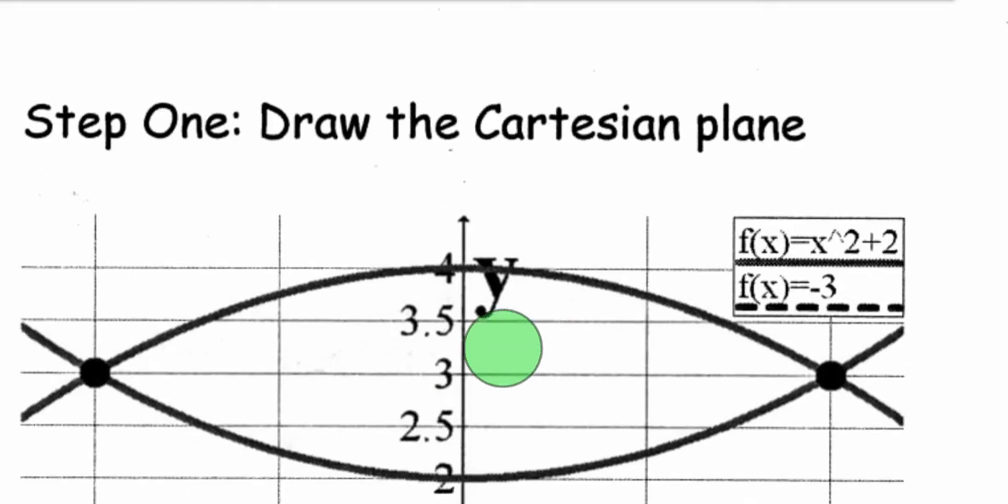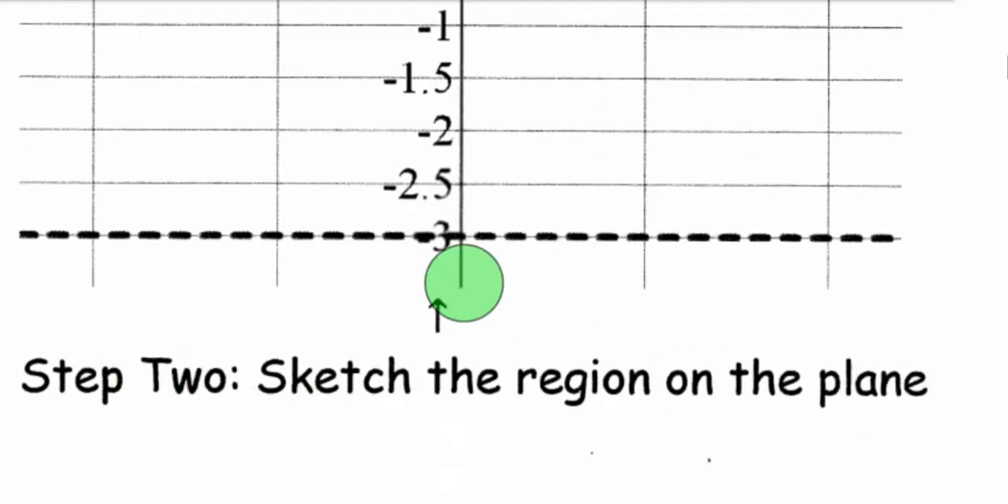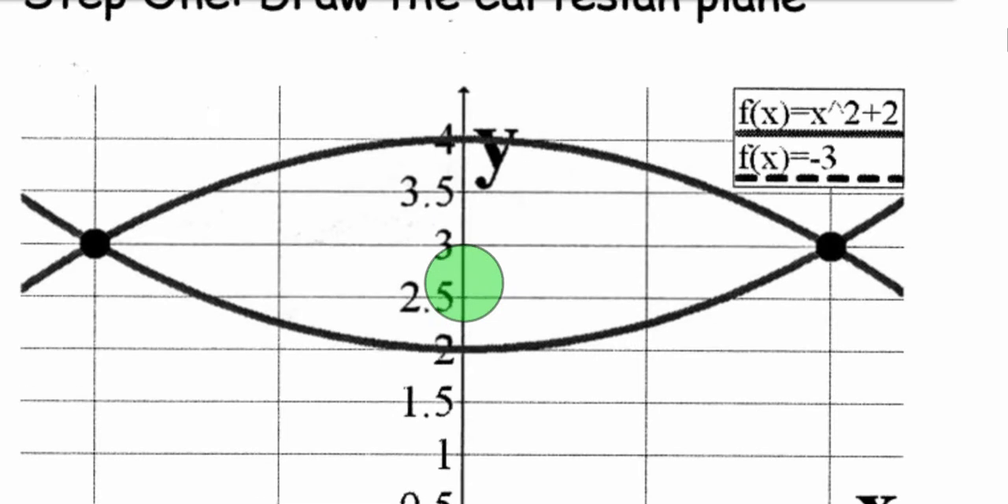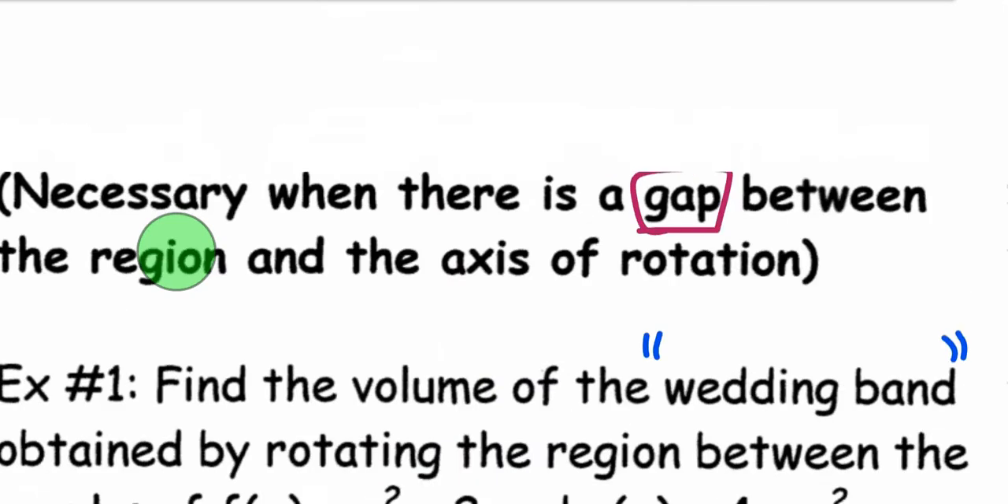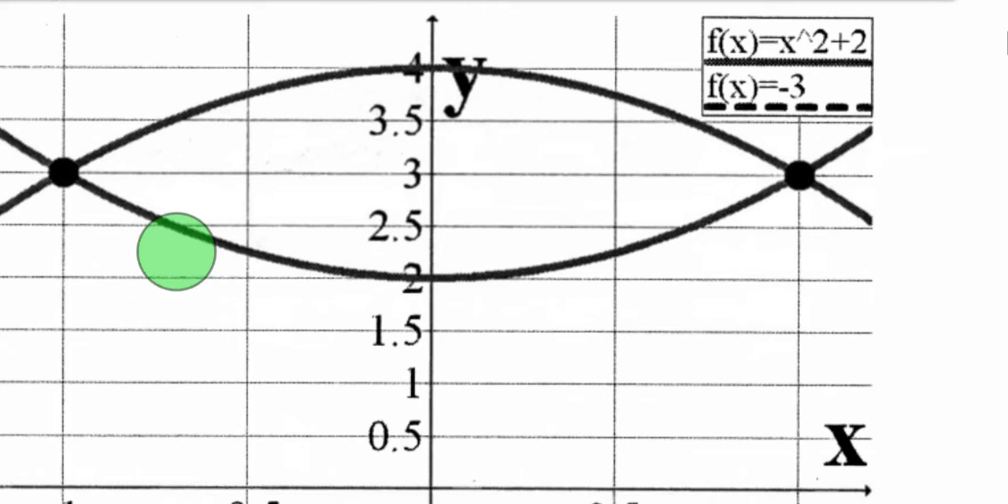Next step is to draw the Cartesian plane, which goes along with the step afterwards. Once you draw the plane, then you want to sketch the region in question on the plane. So here I've sketched f of x equals x squared plus 2, and g of x equals 4 minus x squared. So this one down here is actually f of x, and then g of x is the one on the top.